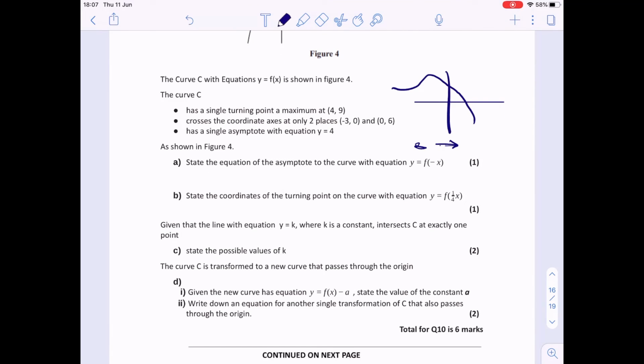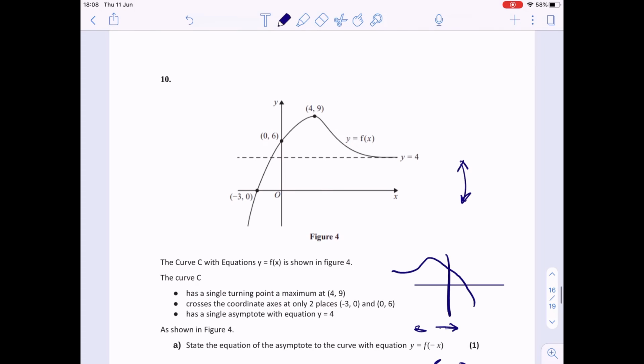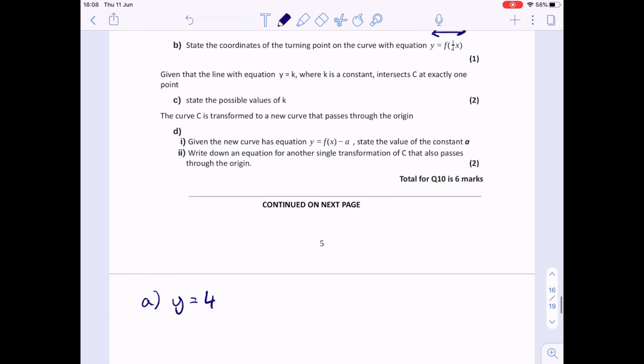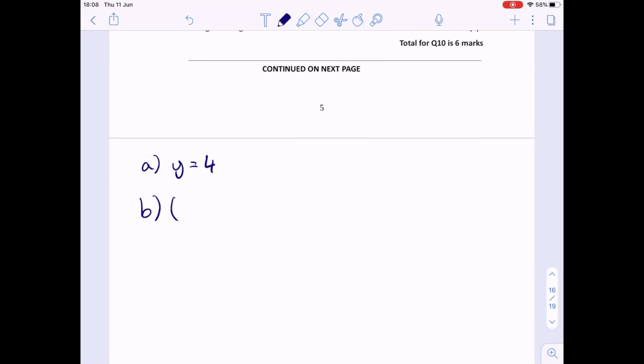Now, let's have a look at B. State the coordinates of the turning point on the curve with the equation y equals f of 1/4 x. So again, it's inside the brackets, so it means we are moving in the horizontal direction. And it also means we do the reverse of what we would anticipate. So 1/4 would actually mean we stretch it outwards by a scale factor of 4. Okay, so this coordinate here of (4, 9) is going to move out. So the x value is going to now become 16. It's been stretched out. But 9 will stay the same. So my coordinate for B is going to be (16, 9).